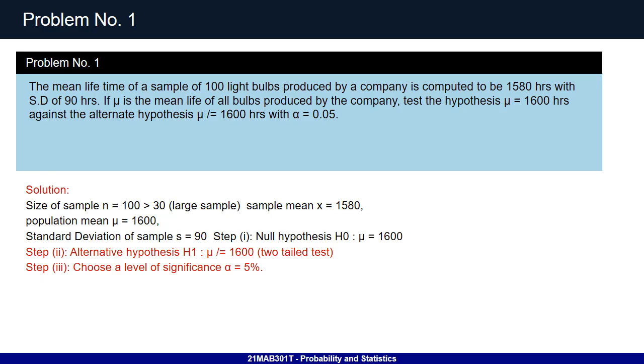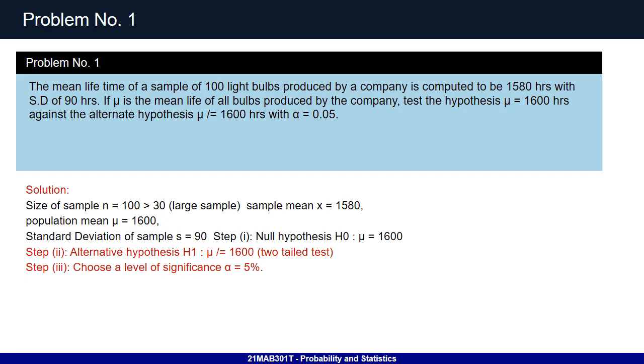So for this, they have given the value n is going to be 100, which is greater than 30. Therefore, this is a large sample. And the sample mean x bar is 1580 and population mean mu is 1600. Sample standard deviation S is going to be 90.